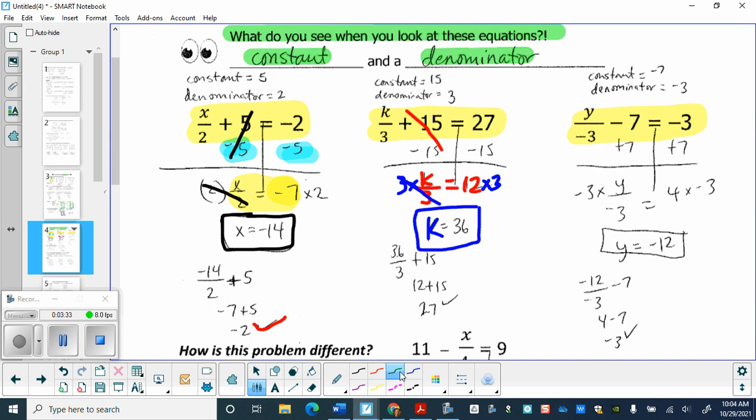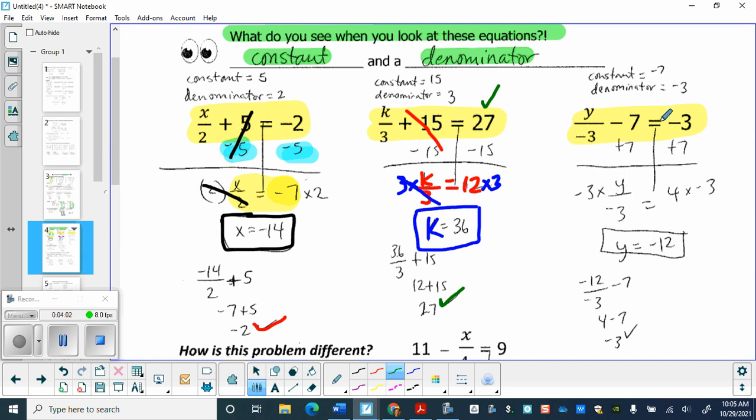Now, of course, to check, we do 36 divided by 3, which is 12, plus 15. It is my 27, so I know I'm good to go. All this is saying is that some number, when I divide it by 3 and add 15, should give me 27. And we found that number is 36, because 36 divided by 3 is 12, and if I add 15, I am at 27, which is what we're saying here.